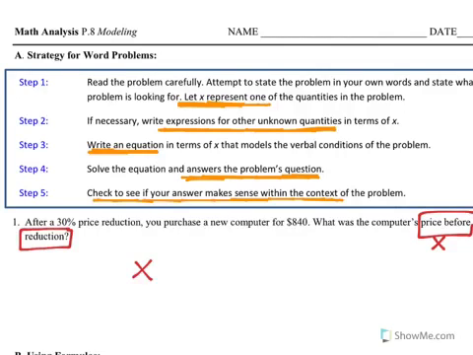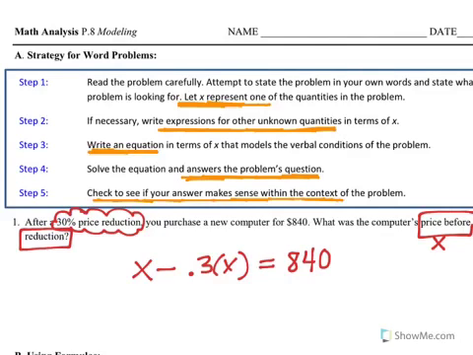Then I'm going to take away 30%, right, after a price reduction of 30%, which means I'm taking away 30% of the original price. Then it tells me that after you take away 30% of the original price, you pay $840. So now I can solve this equation. 1x minus 0.3x equals 0.7x. And if I divide this problem by 0.7 on both sides, I get x equals 1200.